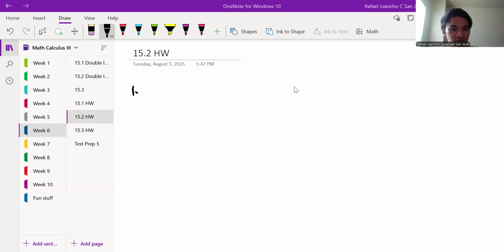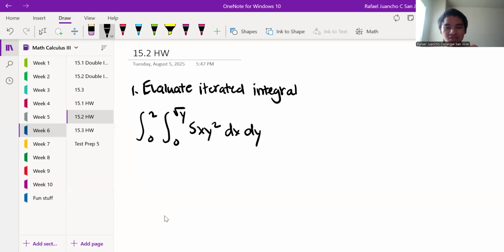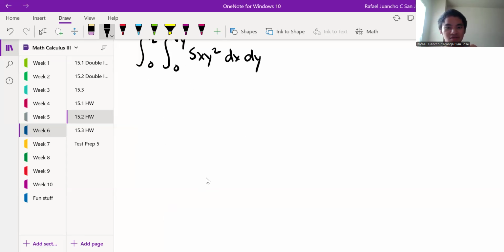Okay, so for number one, we're being asked to evaluate the iterated integral. So basically, it's just a double integral, right? So let's quickly do that. Our iterated integral is as follows: the integral from 0 to 2 of the integral from 0 to square root of y of 5xy squared, dx dy. And so these are the same steps actually. So let's go ahead and evaluate.